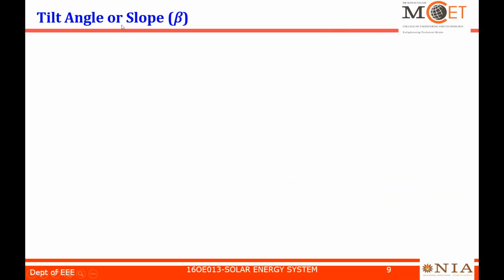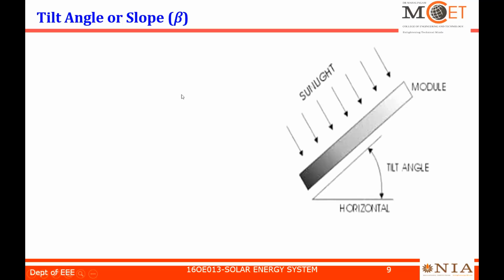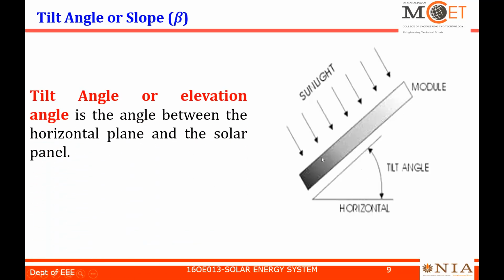Tilt angle or slope beta. It is the angle between the horizontal plane and the solar panel. So tilt angle or elevation angle is the angle between the horizontal plane and the solar panel.